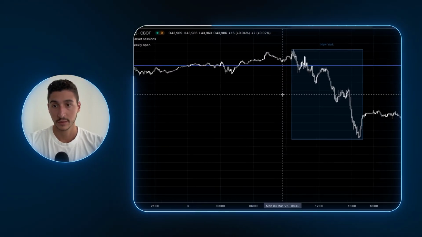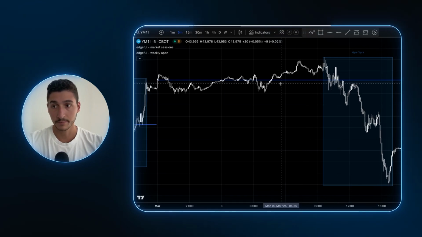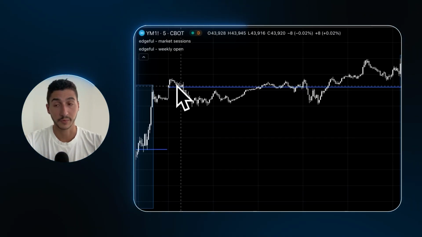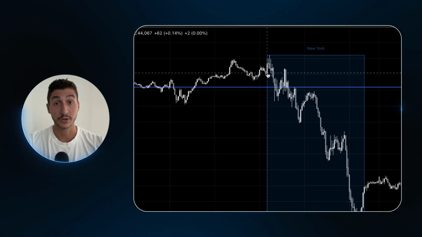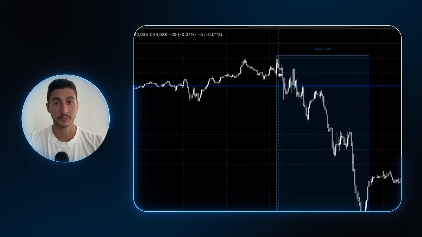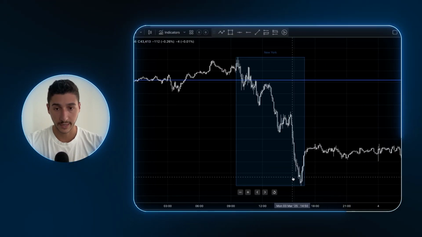Let's use this example here. This was last week on YM. Here it automatically plotted for me my opening price right over here. Then you can see that price in the New York session opens above. So all this price action does not matter. We're only looking at this New York session.